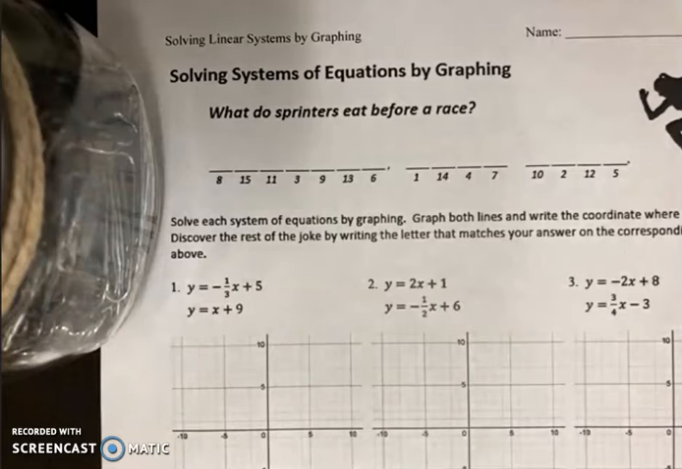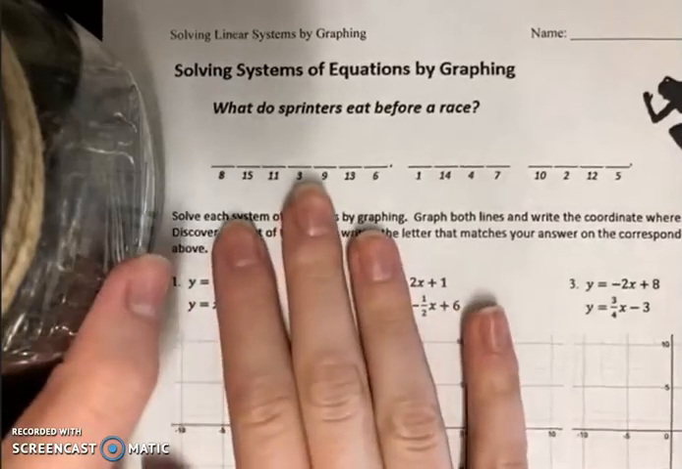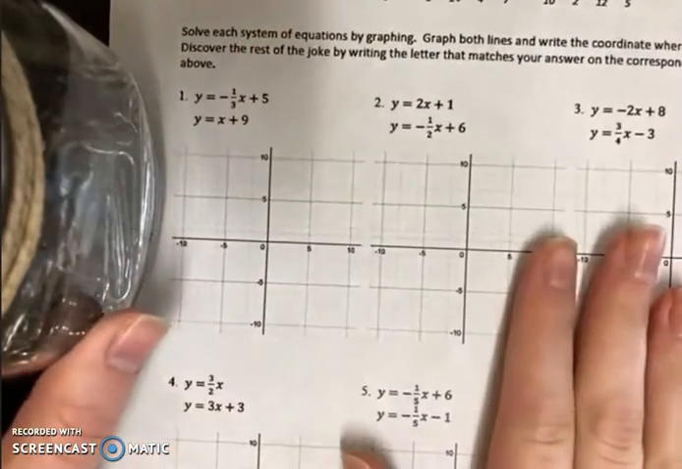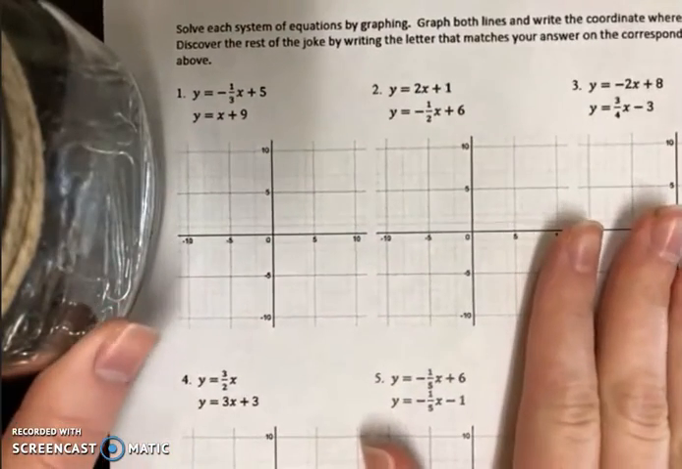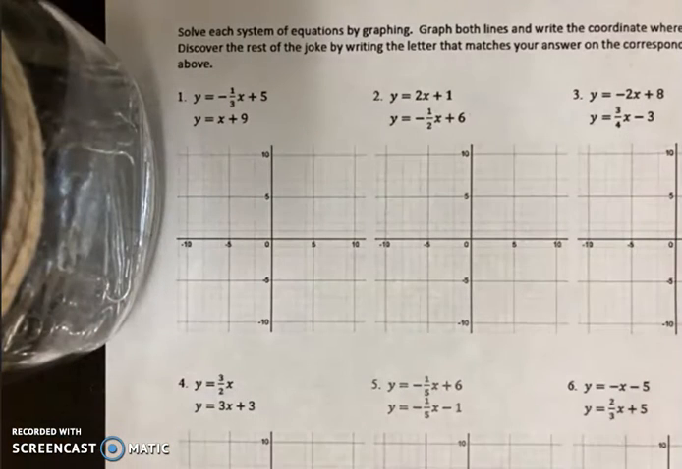And the question is, what do sprinters eat before a race? So I'm going to model how we would fill that in as we go through examples. The directions say that we want to solve each system of equations by graphing. We're going to graph both of the lines and write the coordinate where they intersect.